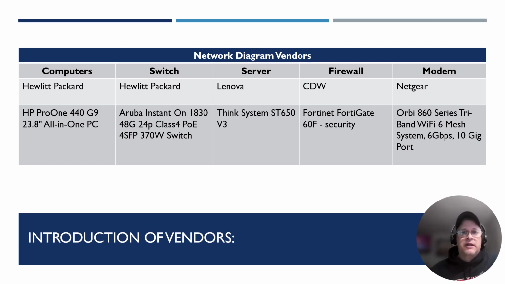For the server, I selected Lenovo and their ThinkSystem ST650V3. This server is selected because of its ability to address the current and future growth needs of a 12-computer network. For the firewall router, I've selected CDW and their Fortinet FortiGate 60F security router. This is a powerful router offering a high level of security for a 12-computer network. Lastly, I've selected Netgear and their Orbi 860 Wi-Fi 6 mesh system for the modem. We'll go into further detail with each of these components as we proceed.